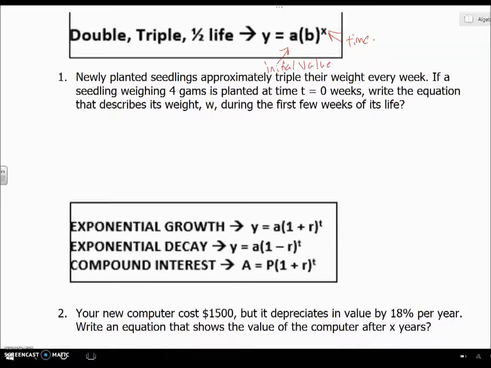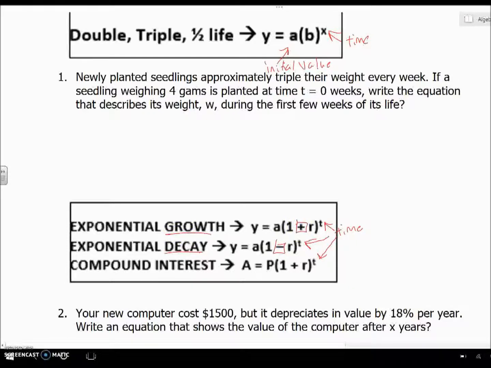When you look at these, the basic set is still the same. A is still my initial value. T is now x, this is time, for all of these equations. But the difference here now is I have a 1 plus or minus my ratio. The difference here is decay is always subtracting, and growth is always adding.